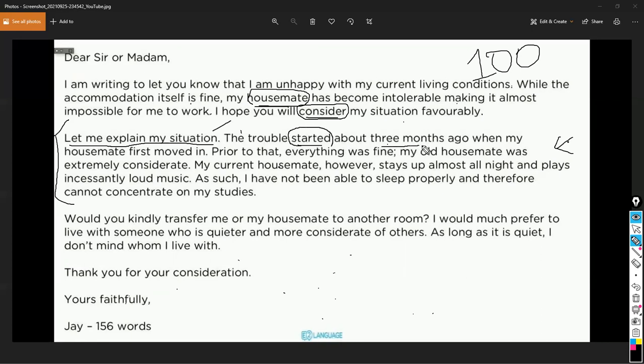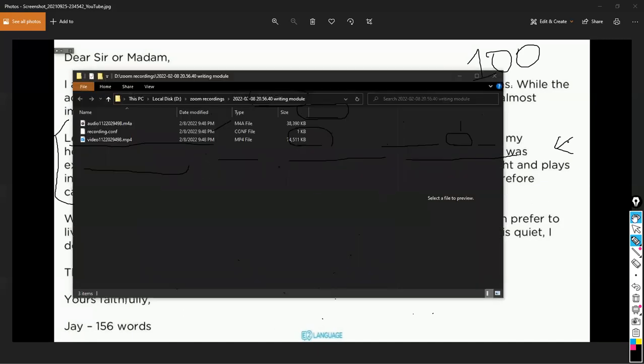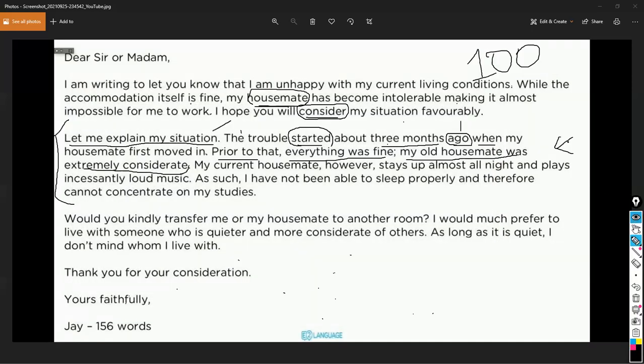The trouble started about 3 months ago. So it's something really in the far past. Ago is a keyword of the simple past. When? When my roommate first moved in. Prior to that, everything was okay. But my old housemate was extremely considerate. This is in the past, and this is before, guys, the present perfect.